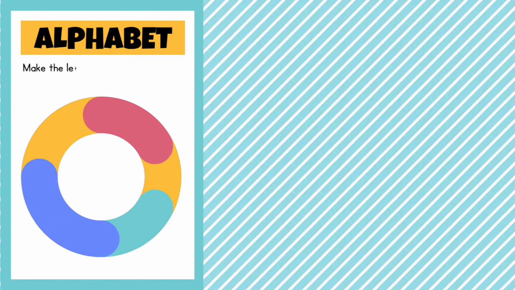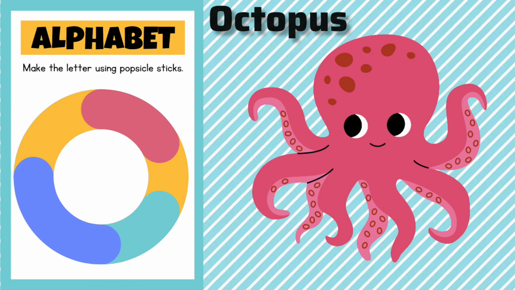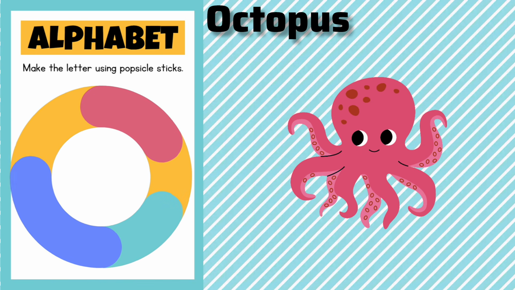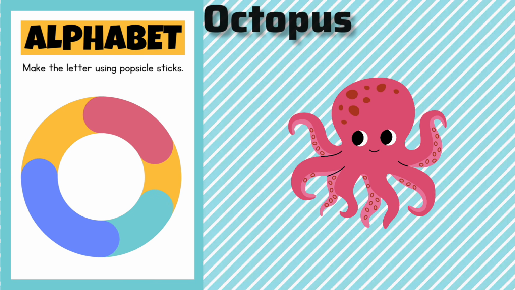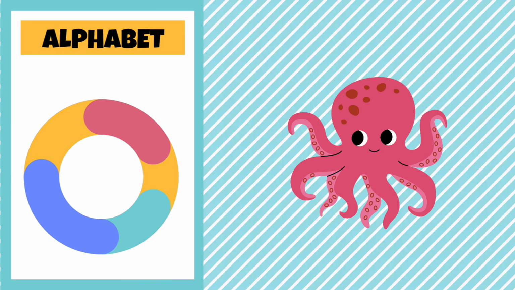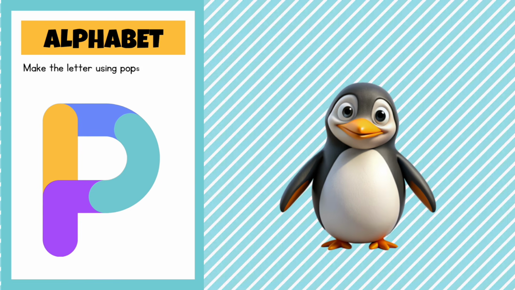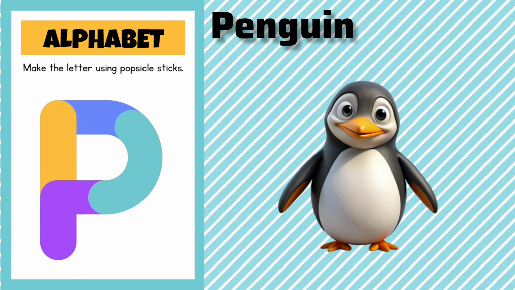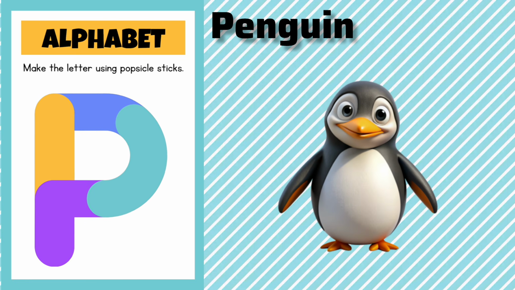Kids, this is the letter O. O is for octopus. Octopus. This is the letter P. P is for penguin. Penguin.